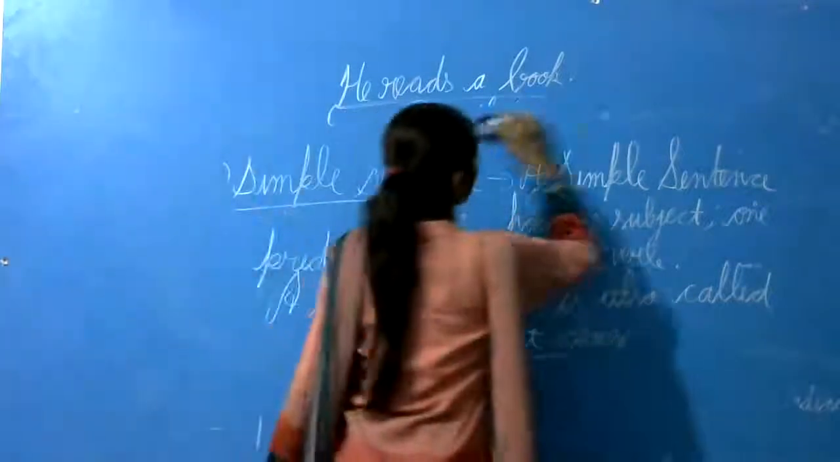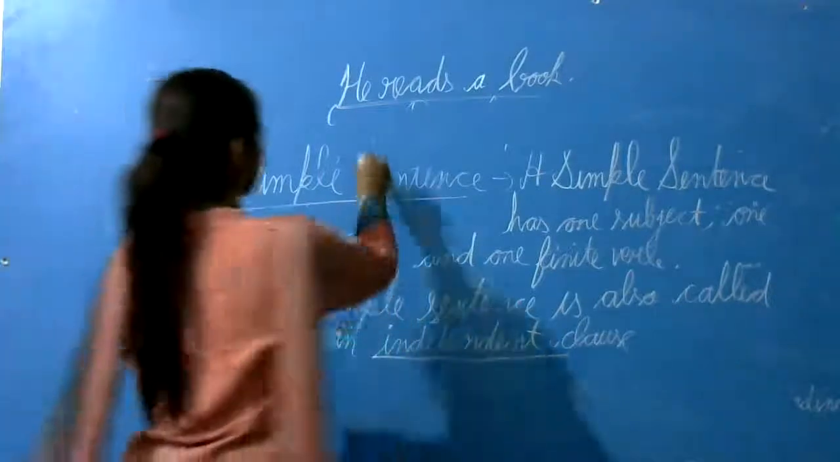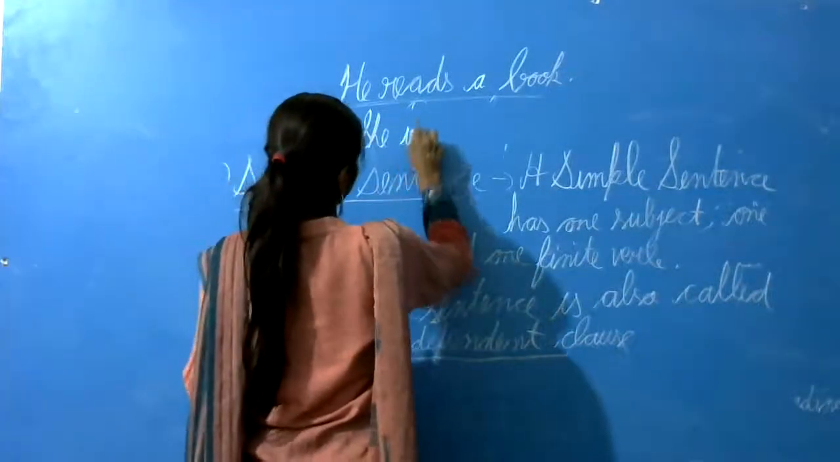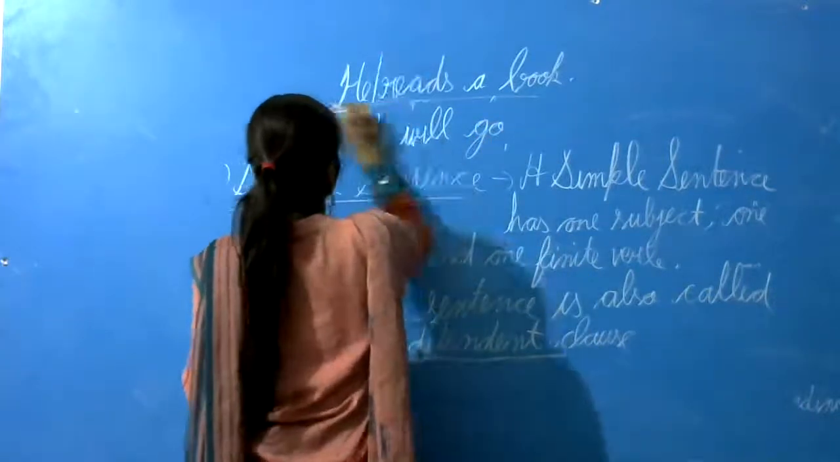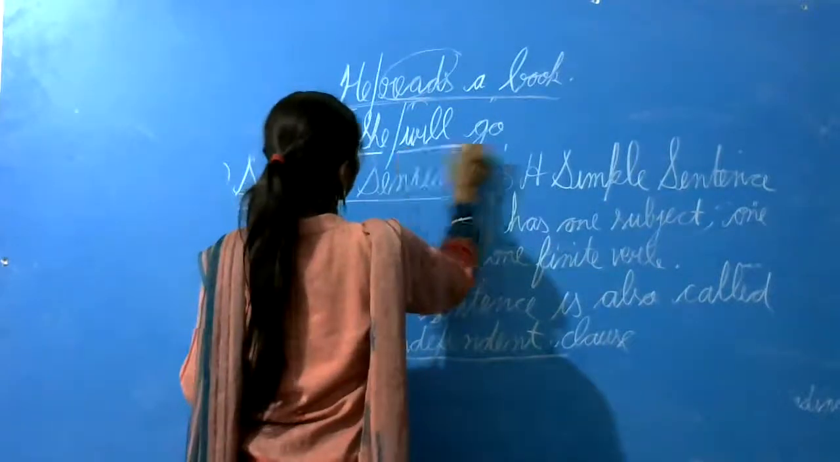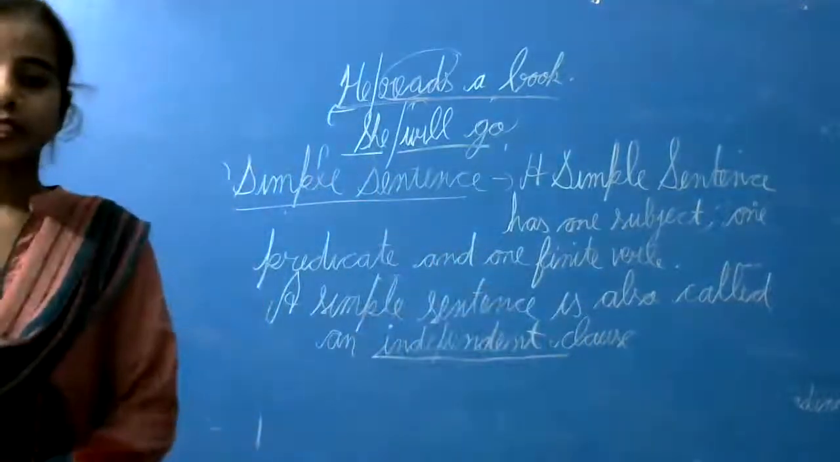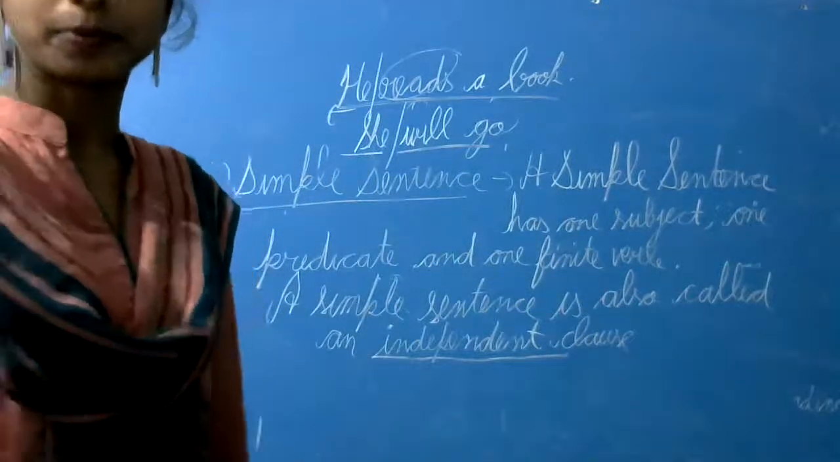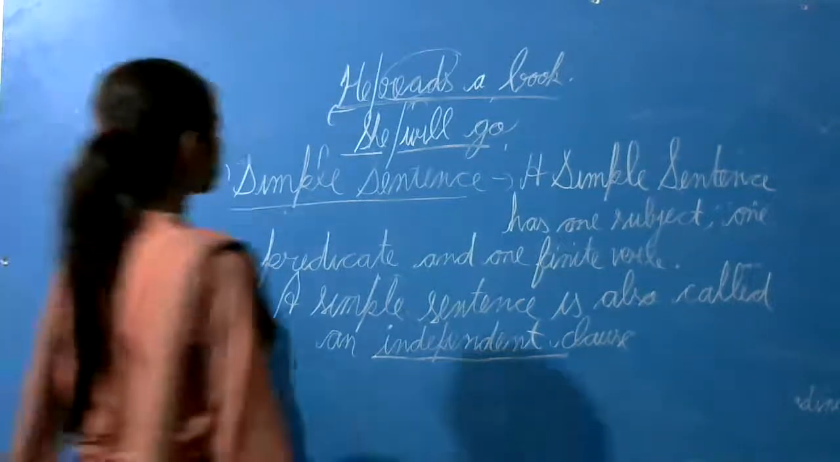So note this definition. He reads a book. She will go. These are the two examples of simple sentence. She will go. See. One subject, one predicate, she will go, and one finite verb. Okay? Note it down.